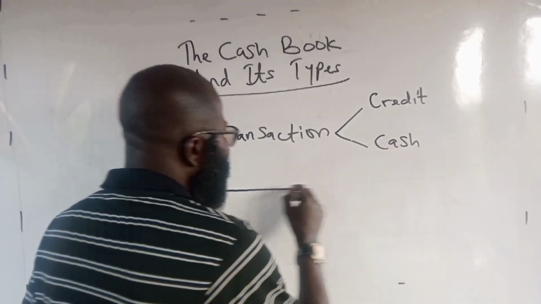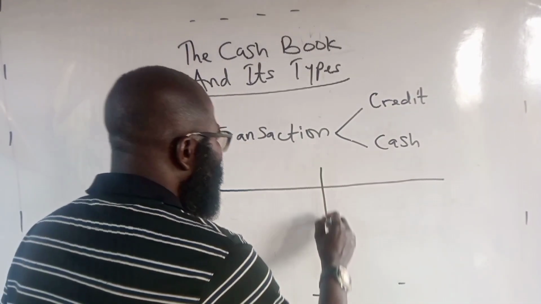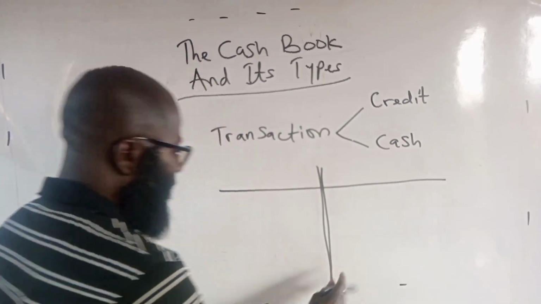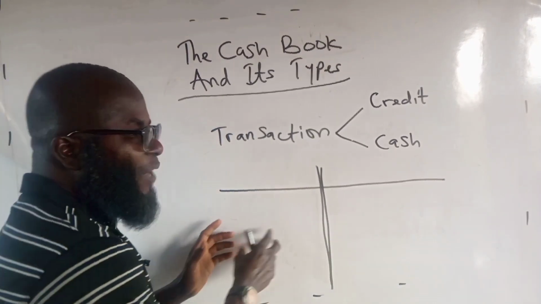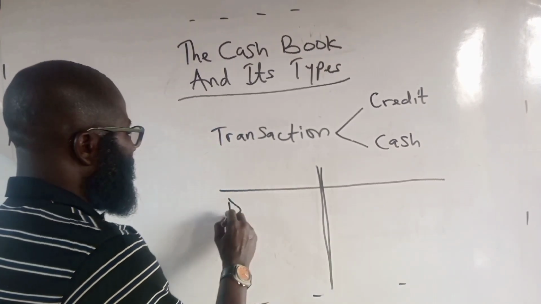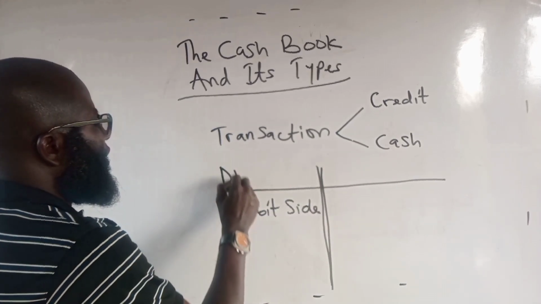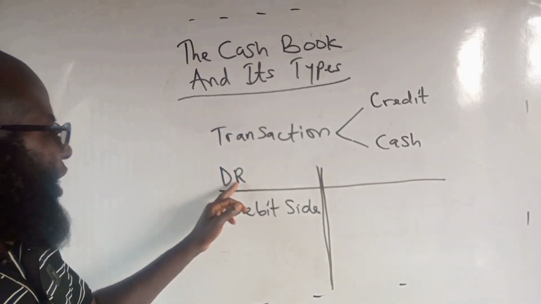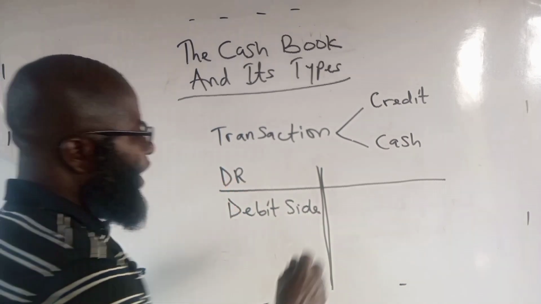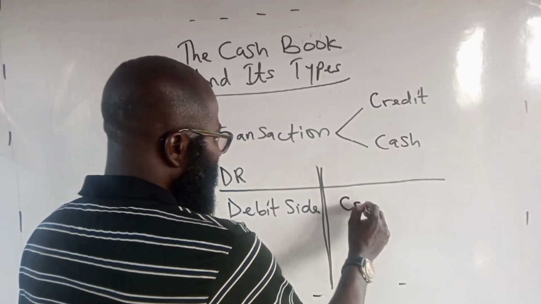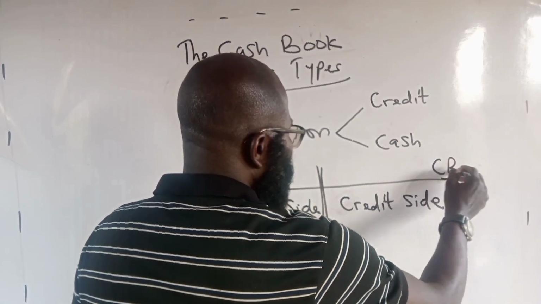The cash book has two sides. Therefore, you have to divide the account into two with a central line. For the cash book, we have two sides, as I've said. The left-hand side is called the debit side. This is indicated with DR, meaning that this side is debit. Anytime you see this, they are referring to it as debit. The same thing, this other side is the credit side, denoted with CR.